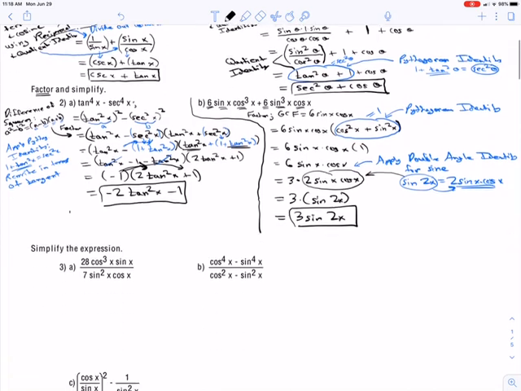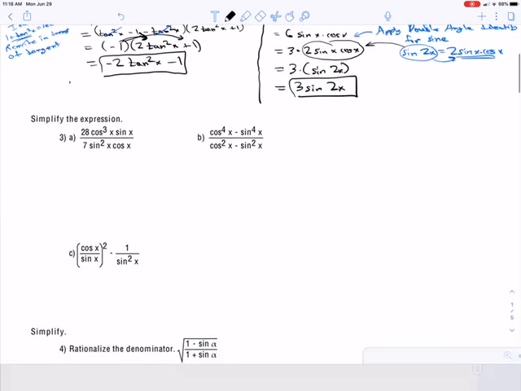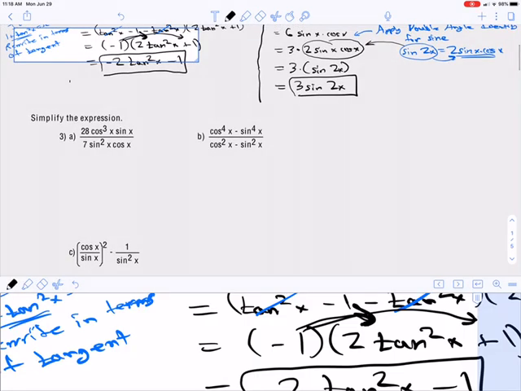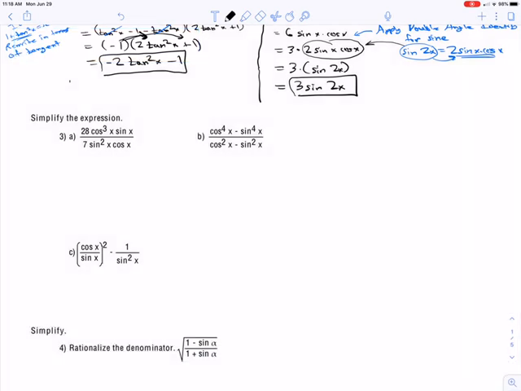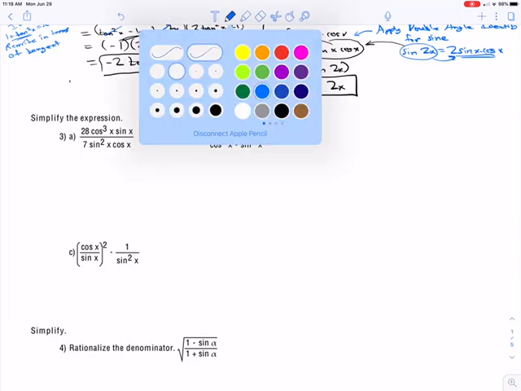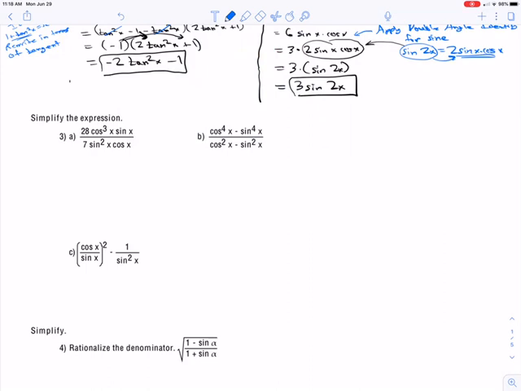All right, moving on, let's do some more simplifying. Let's simplify the following expressions. All right, in number 3, 3a, we've got a fraction. So with these fractions, we're looking for common factors and divide them out. So for example, we've got the 7 and the 28. Well, 7 divides into 28 4 times.